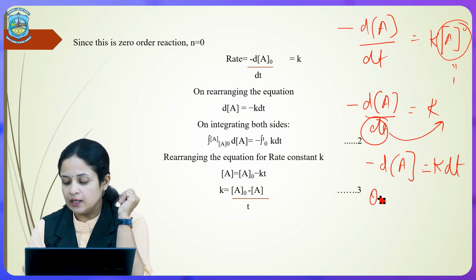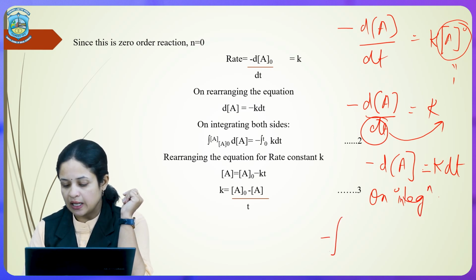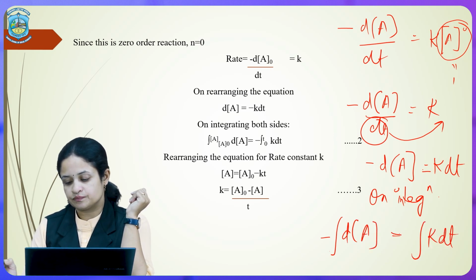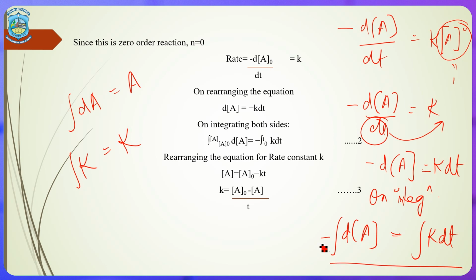Now we will perform integration. On integrating this term, what will happen? The negative sign will come outside: minus dA equal to integration of K dt. Now this is a formula in integration. Integration of dA is equal to A, and integration of any constant is equal to the constant only. Now what can I write? I have obtained this term. So the integration of minus dA, I will get dA only.